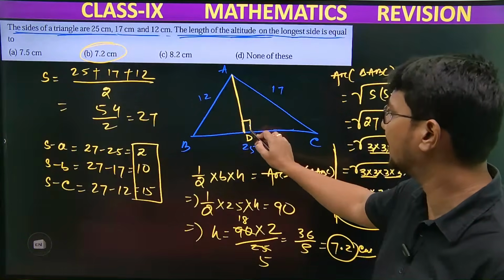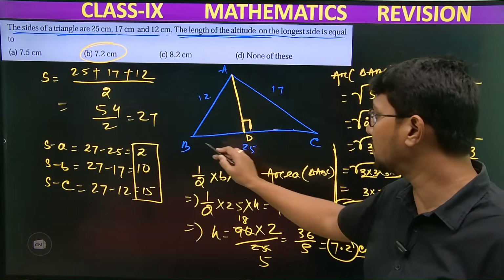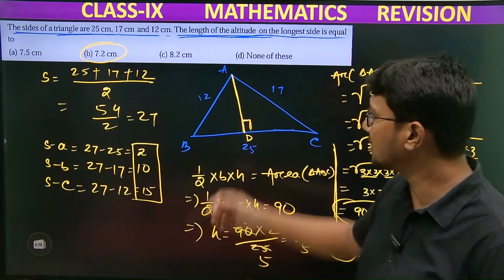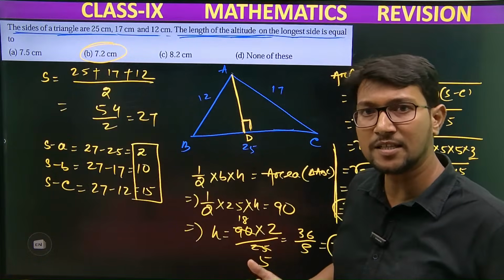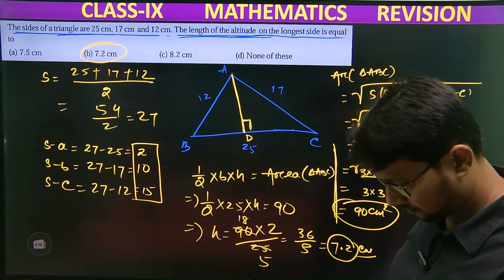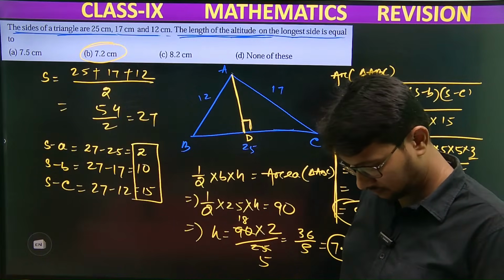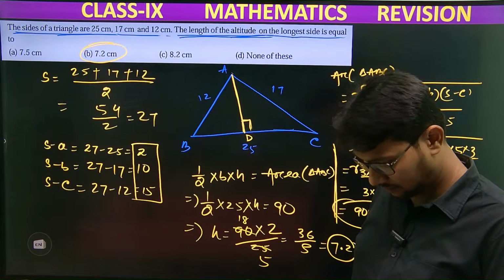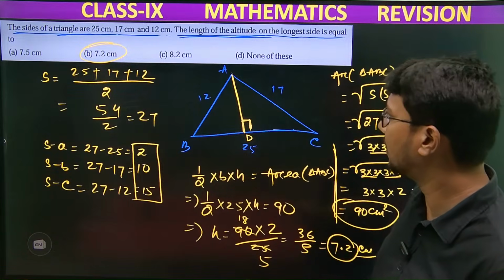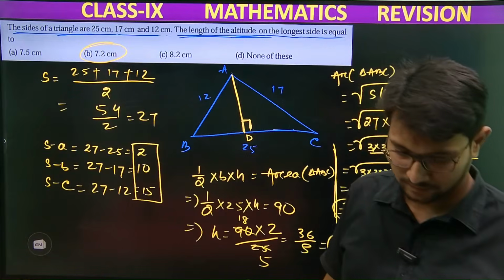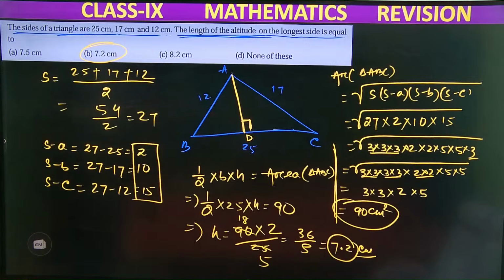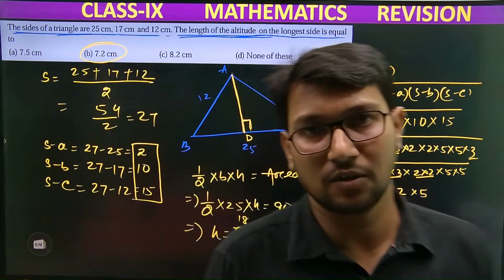This angle is a right angle. Altitude is always perpendicular to the base of the triangle. Altitude is a perpendicular drawn from a vertex to its opposite side. This triangle is not a right angle triangle, but this altitude is at a right angle. Okay, check. Clear? Done? Just write it down quickly.